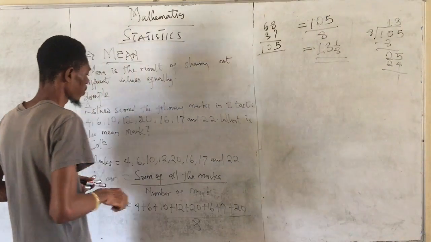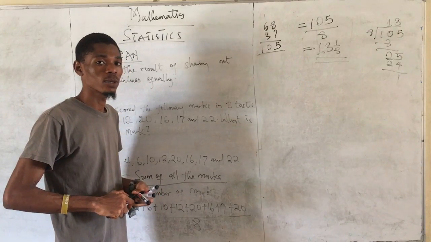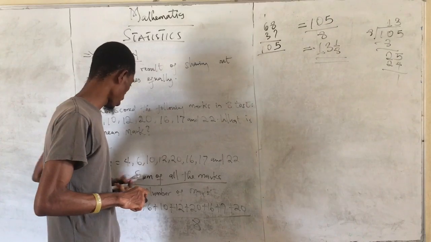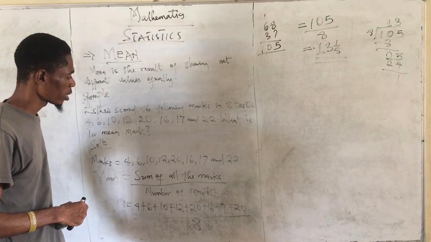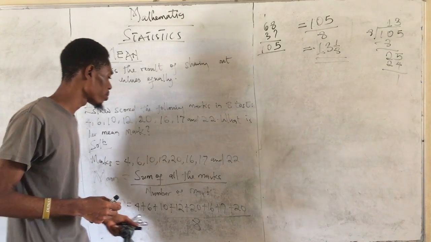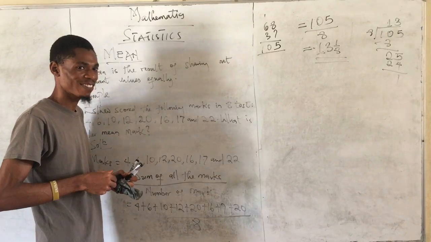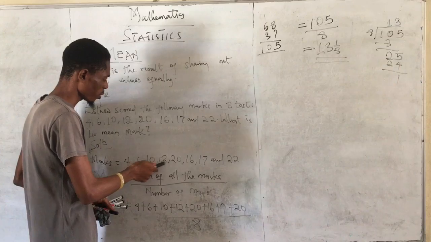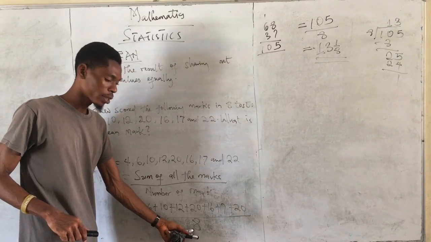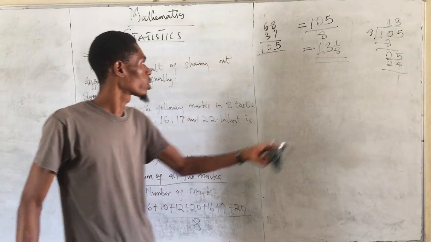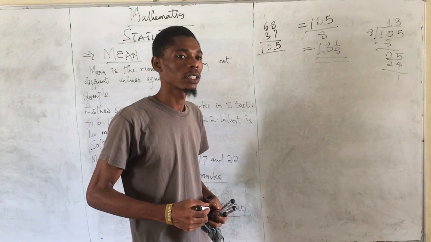Let's go back again and see what we get. Mean simply means the sum total of all the marks or the scores divided by the number of marks, or the number of times those marks had appeared. Okay? So these are our marks: 4, 6, 10, 12, 20, 16, 17, and 22. So we add all the marks together and divide by the number of marks. How many marks? 1, 2, 3, 4, 5, 6, 7, 8. Here we have 8 marks. So when we add all this together, we get 105 divided by 8. We have 13 whole number 1 over 8 using our long division.